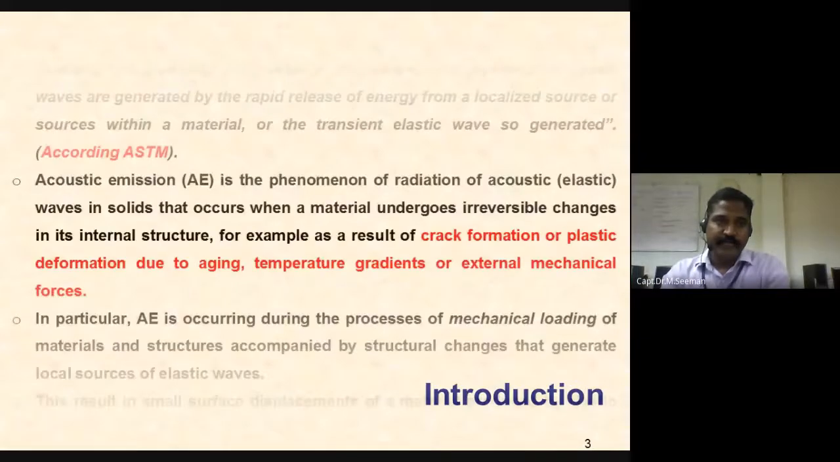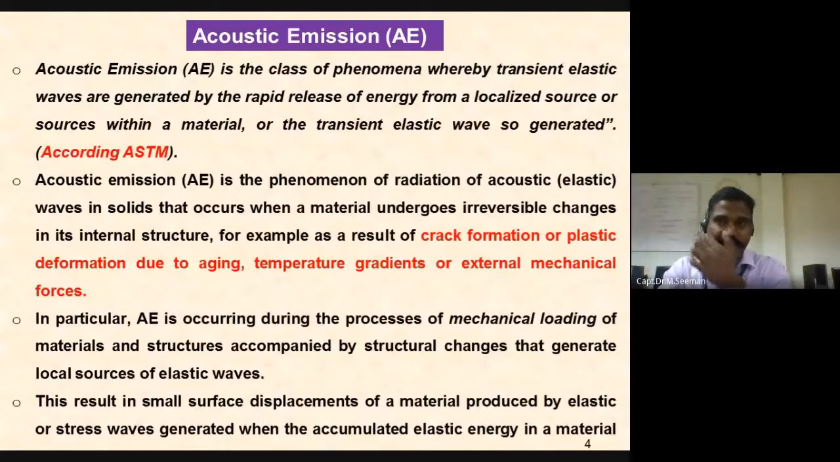So, introduction. Acoustic emission is a class of phenomena whereby transient elastic waves are generated by a rapid release of energy from a localized source or sources within the material, or the transient elastic waves so generated. This is the definition of acoustic emission according to the American Society for Testing and Materials. Acoustic emission is a phenomenon of radiation of acoustic or elastic waves in solids that occurs when a material undergoes irreversible changes in its internal structure, for example, as a result of crack formation or plastic deformation due to aging, temperature gradient, or external mechanical forces.